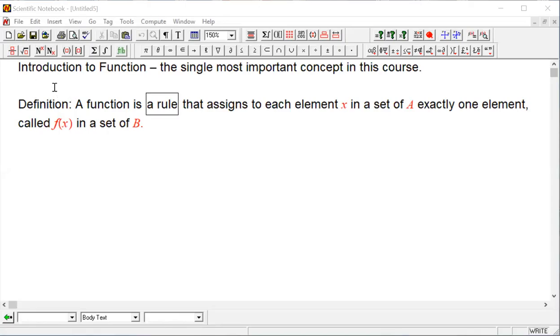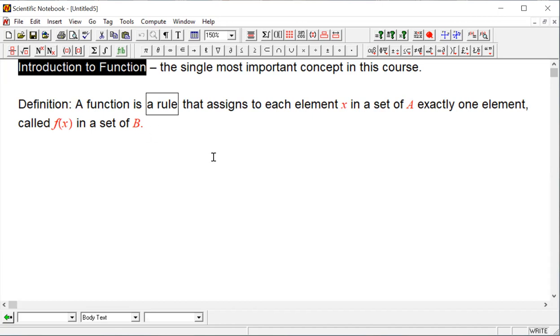In this lesson, we're going to talk about function. This is the first time we talk about function in this course, so we're going to call it the introduction to function. First, let's look at the definition of a function.